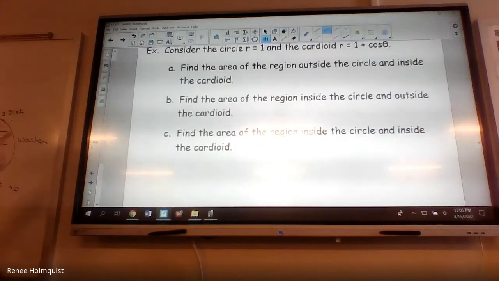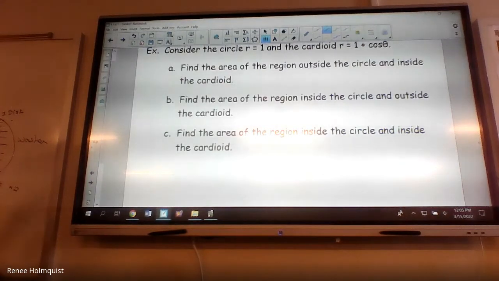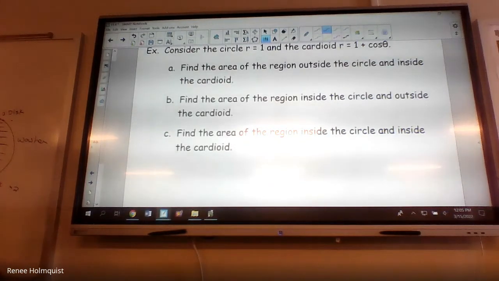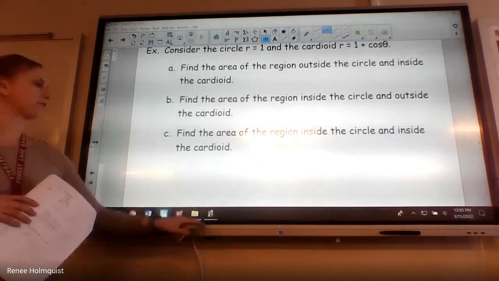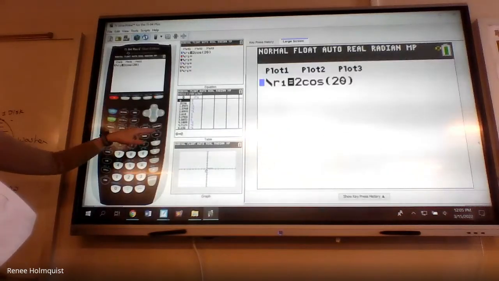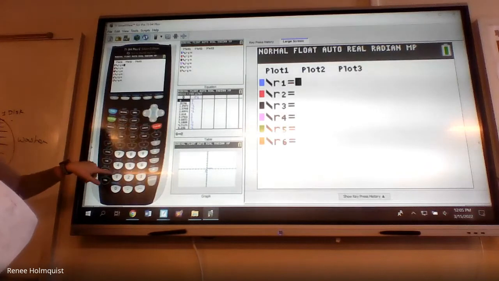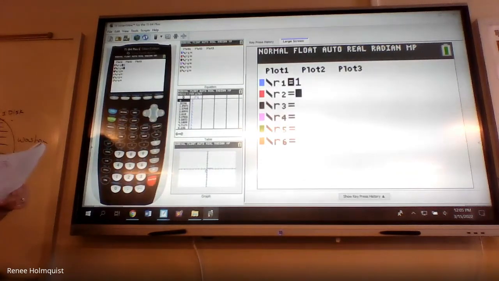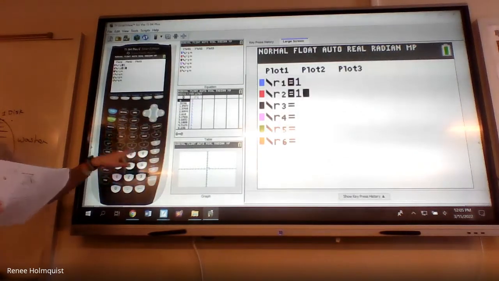All right, so consider we have a circle with r equals 1, and then we have the cardioid r equals 1 plus cosine theta. So first and foremost, get it graphed. I'm going to put both on here: 1, and then 1 plus cosine.